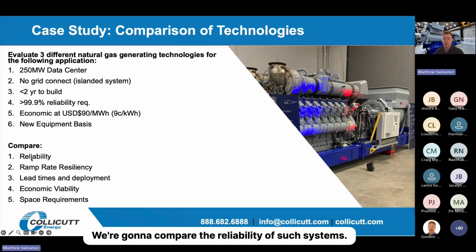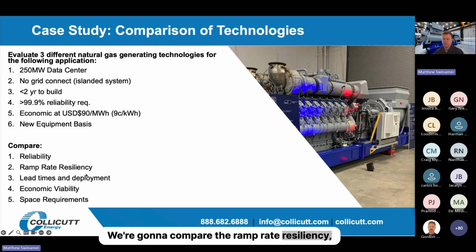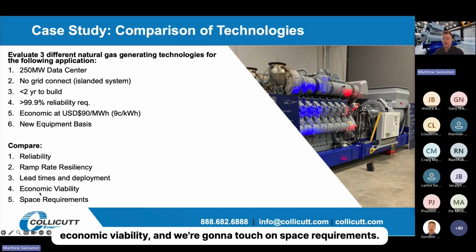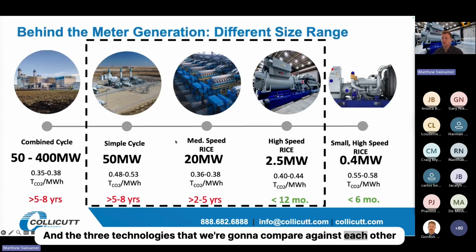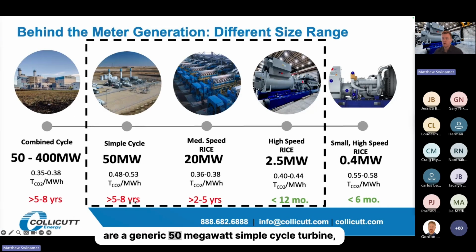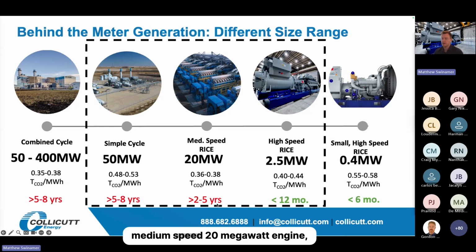We're going to compare the reliability of such systems. We're going to compare the ramp rate resiliency, the lead time and deployment, economic viability, and we're going to touch on space requirements. And the three technologies that we're going to compare against each other are a generic 50 megawatt simple cycle turbine, a generic medium speed 20 megawatt engine, and our 20 B4000 2.5 megawatt unit.